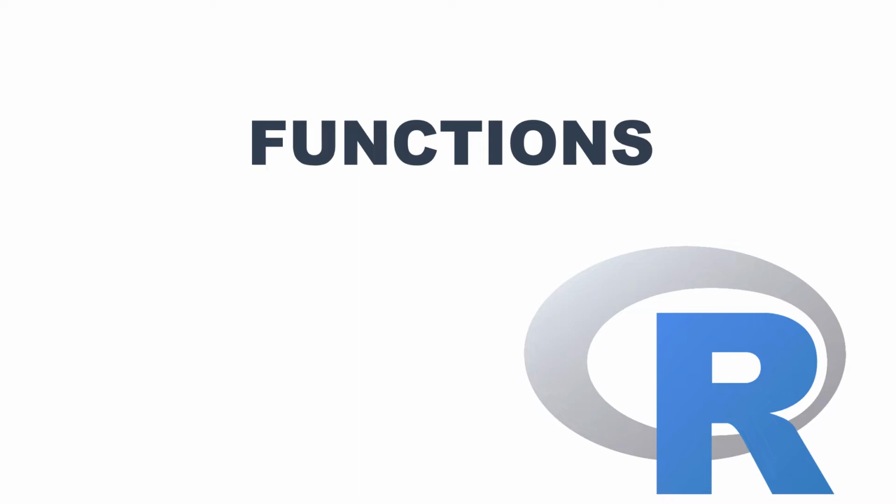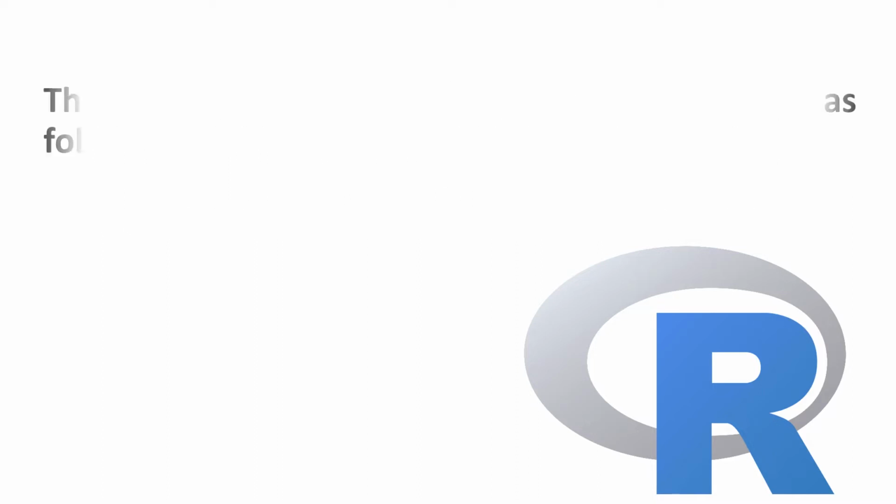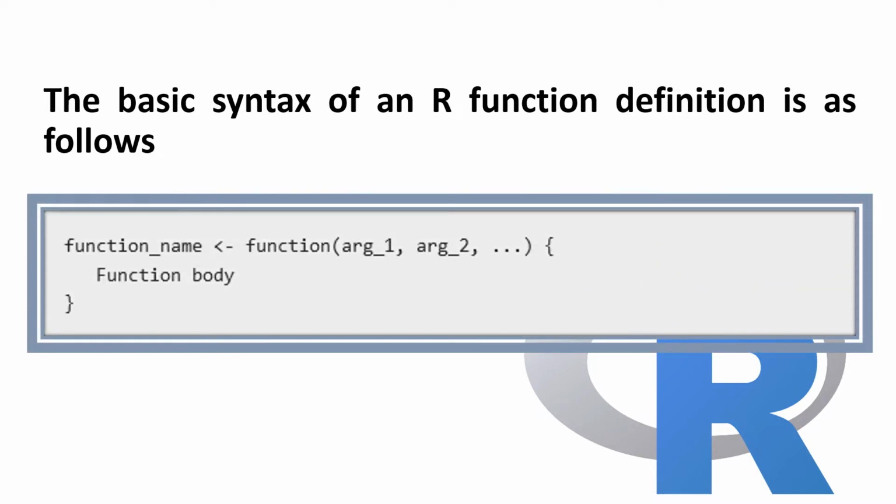First, let's define what functions are. Functions allow you to reuse a chunk of code without endlessly copying and pasting. It also allows other users to use your functions to carry out the same computations on their own data or objects. The basic syntax of an R function definition is as follows. We have our function name, the arguments, and the function body inside the curly braces.